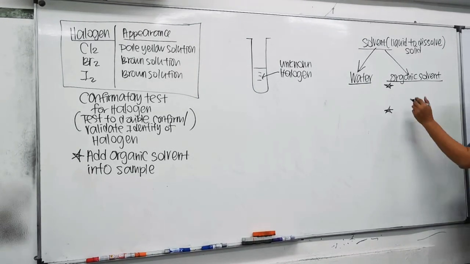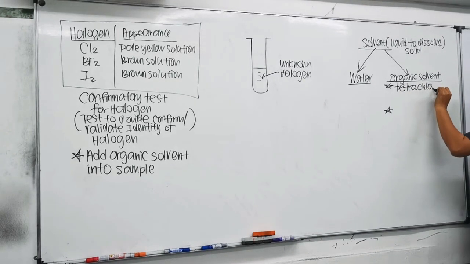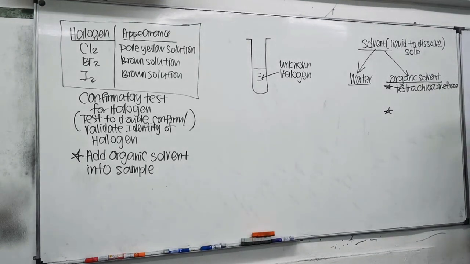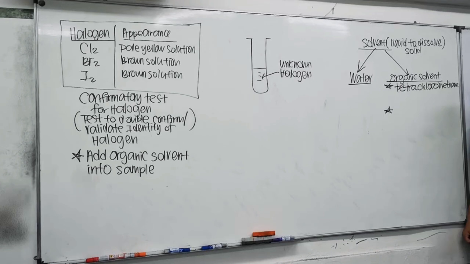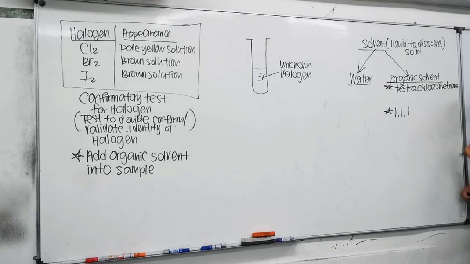The first organic solvent you all must know in this chapter is called tetrachloromethane. Tetrachloromethane. The name is very long. If you don't know how to write or spell the whole thing, take a piece of paper and copy it a few times. Okay? The second organic solvent is 1,1,1. You write the number 1 three times.